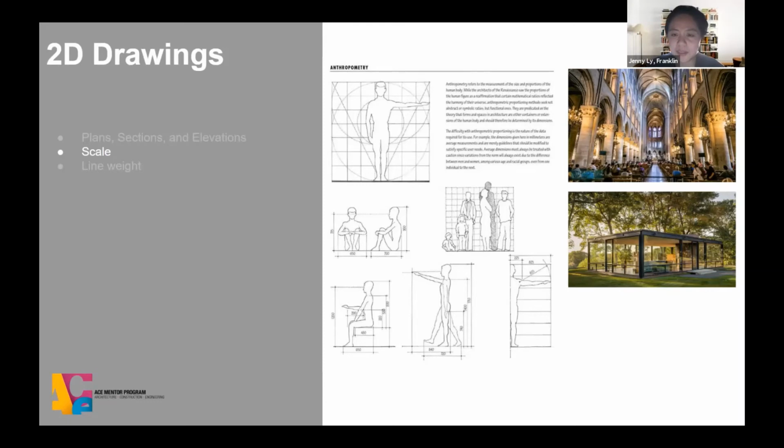So when you're thinking about the program, think about what makes sense to be at a larger scale, and what makes sense to be at a smaller scale. For example, the apartment unit versus maybe the lobby.